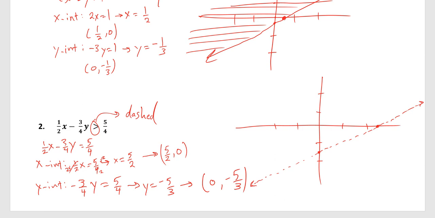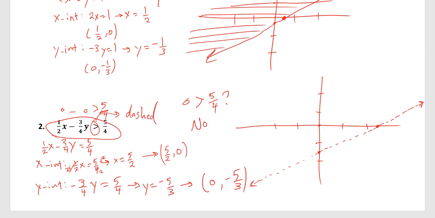Okay, and then we choose a test point, and again, origin is the simplest. So if we plug in 0 and 0 into the inequality, we'll get 0 minus 0 greater than 5/4. So is 0 greater than 5/4? And the answer is no, right?